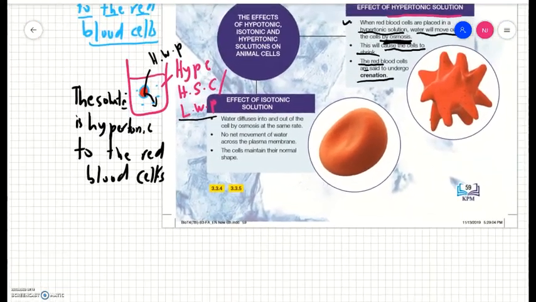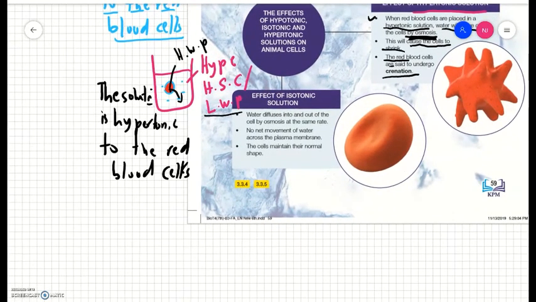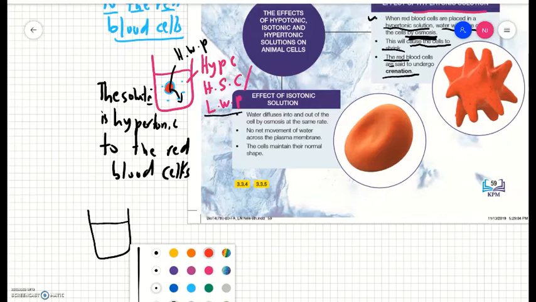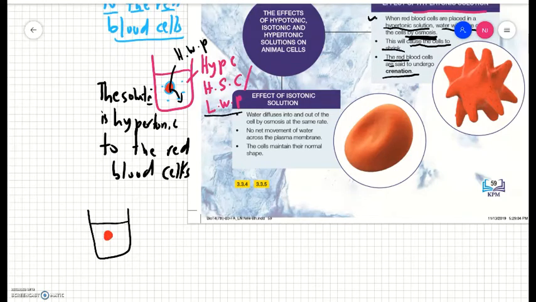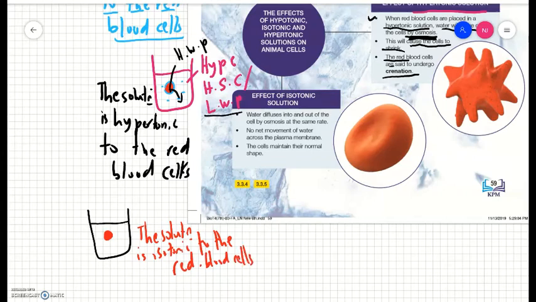Okay, next, last but not least, the solutions of isotonic. So isotonic, tadi kita sudah tengok. Kalau isotonic pula, it has the same dengan apa? So meaning that the solution is isotonic to the red blood cell. Jadi maksudnya there are no movement of waters. Because the concentration is the same.